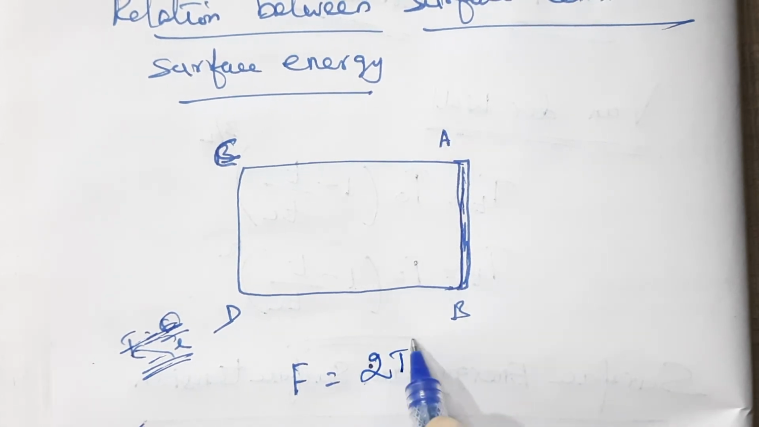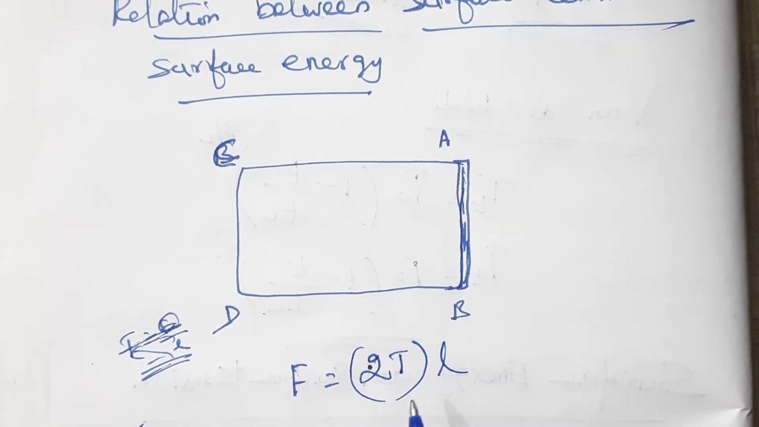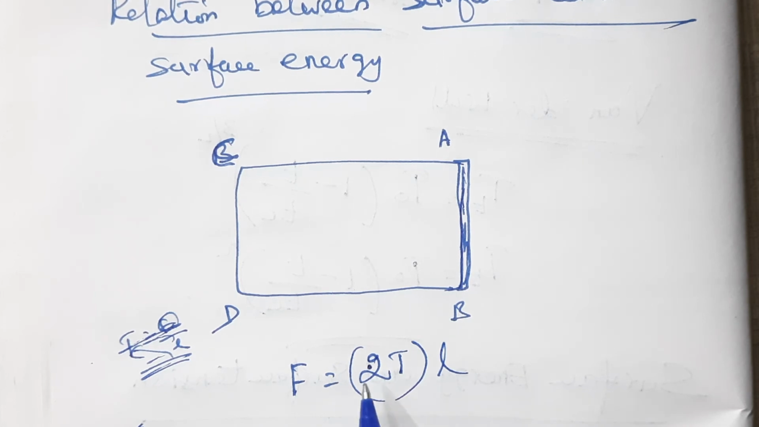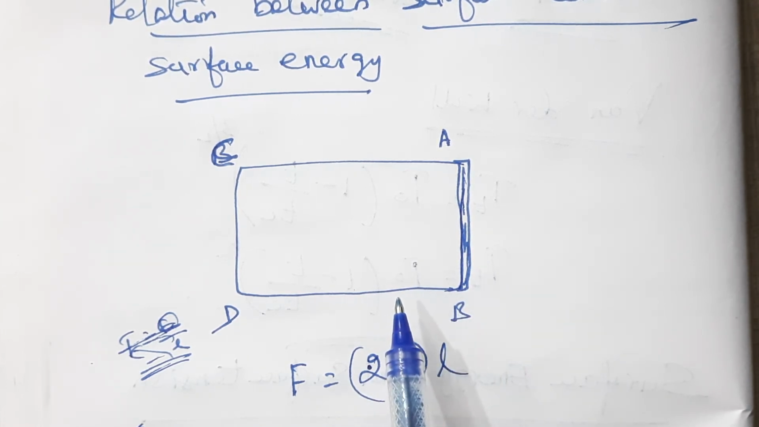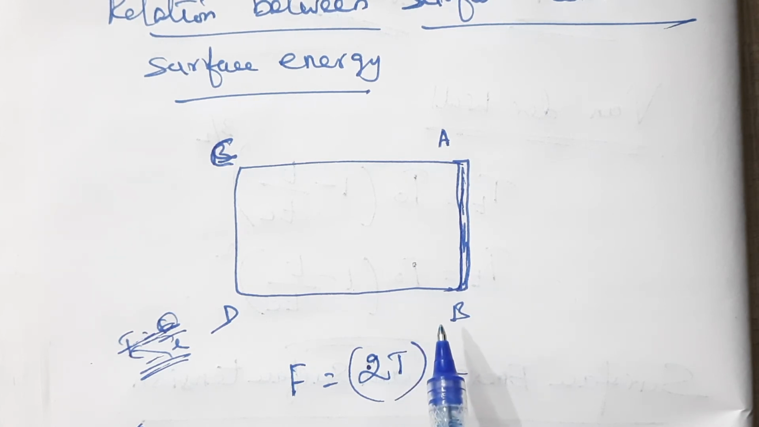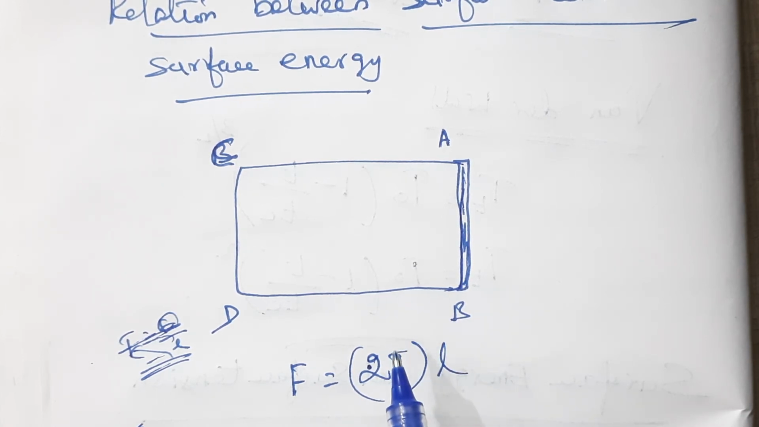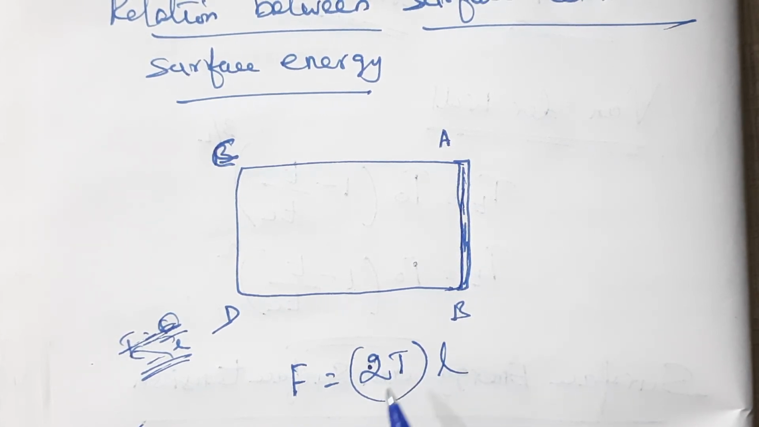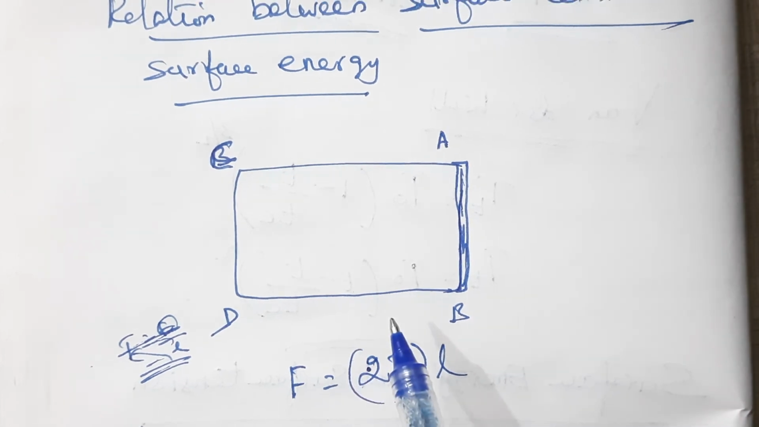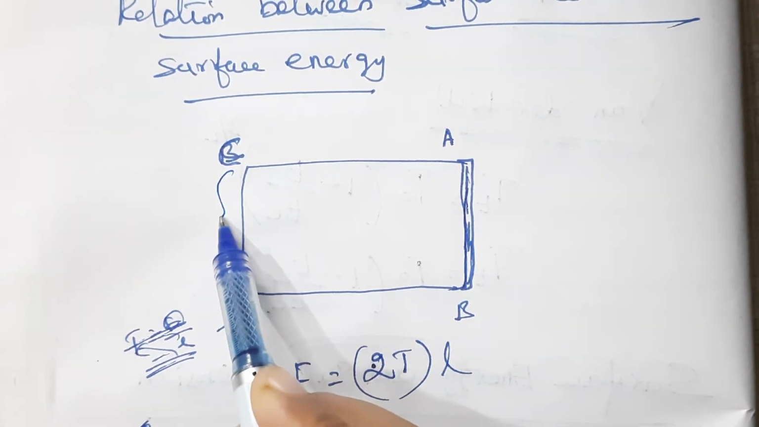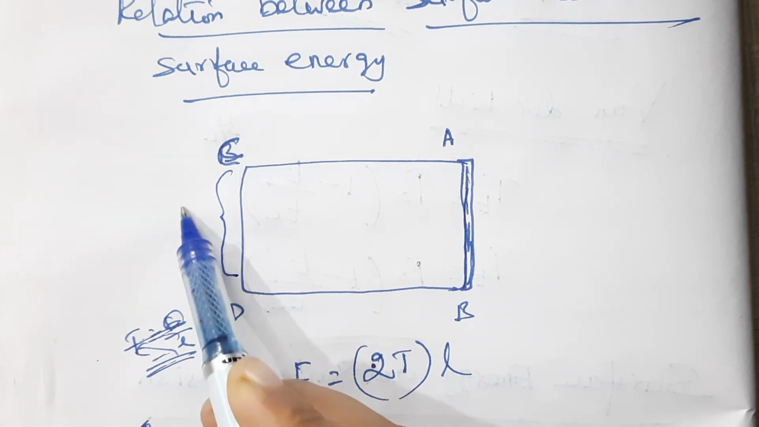Here we write F as 2T into L. Why 2T into L? This 2 is for two free surfaces, because we are introducing the wire in the soap solution. One is with air, another one is with the film and the solution. So F is equal to 2T into L. Understand? This length is considered as length L.